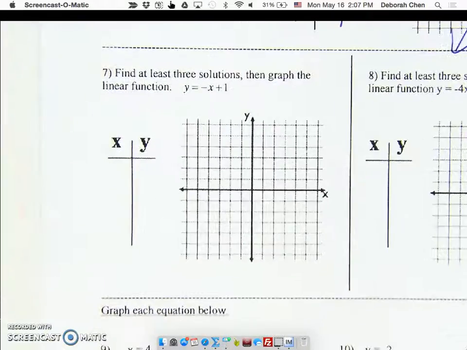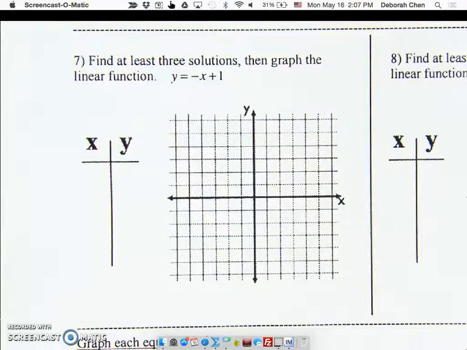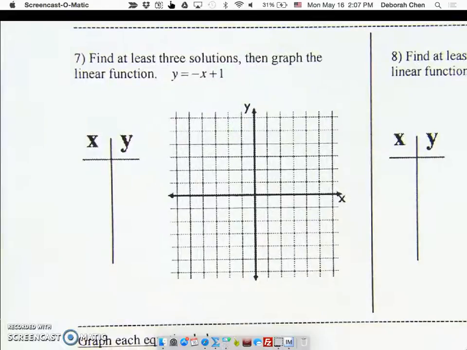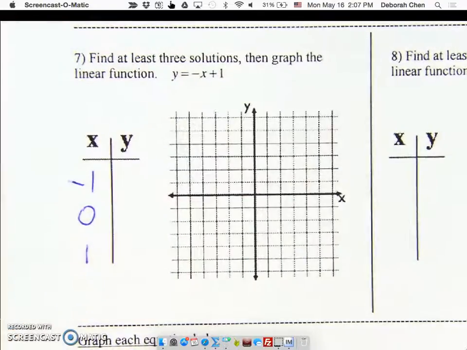You can pick any number you want for x, but like I said, why pick really hard numbers to multiply when you can pick easy numbers like -1, 0, and 1. You can pick 27, you can pick -53, you can pick 4, but why? So here, I can do this in my head.